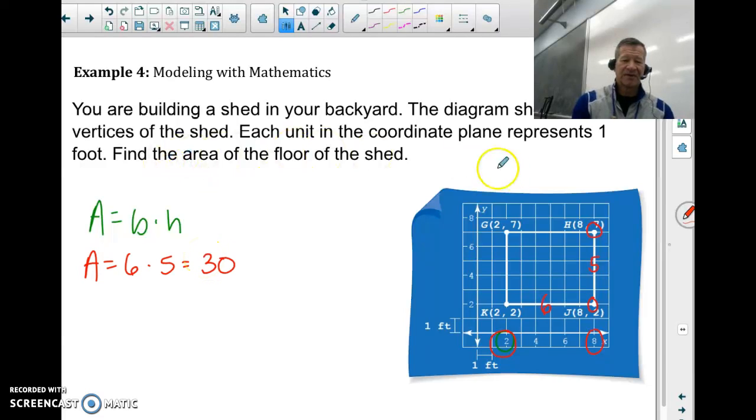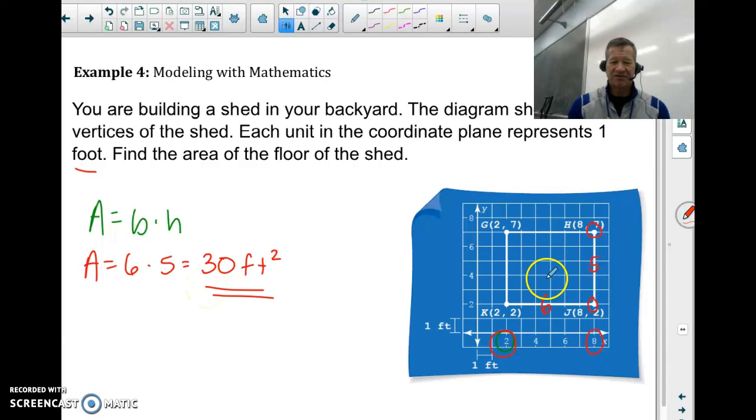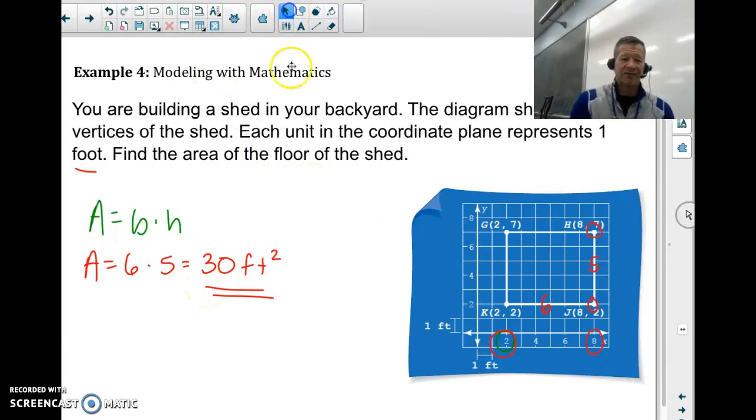And this time they tell us each unit is 1 foot. So each one of these little squares in here is a square foot. So we say 30 feet squared, or square feet, right? If you would count up all the squares in there, there would be 30 of them. So that's what you do when you have a rectangle.